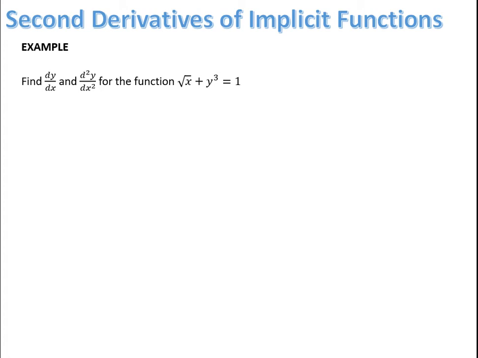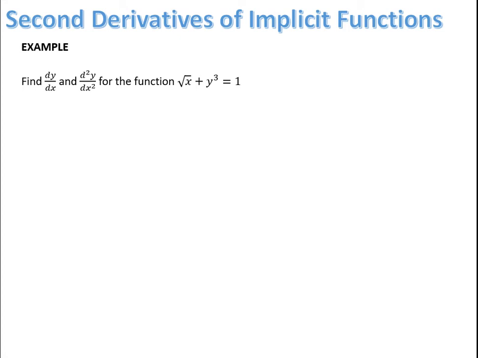Okay, so just the one example for you on second derivatives of implicit functions. As it's implied, we need to differentiate it twice, which poses a few problems. There's a certain way that's best to approach this, so I'll go through it in this example.